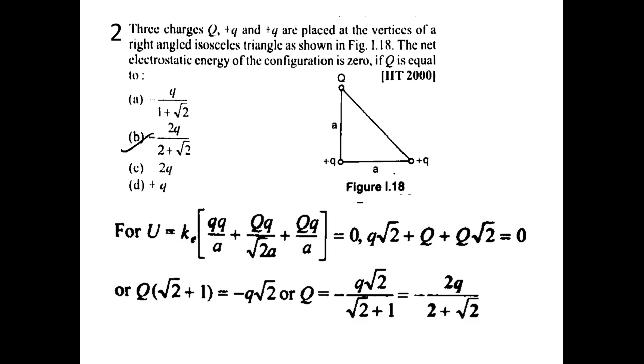So let us try to find the electrostatic energy of the configuration. Here the electrostatic energy of the configuration can be written as U equal to K times q into q divided by a plus q by root 2 a plus capital Q small q by a equal to 0 according to the given condition of the question. Now we solve it and find the value of capital Q as minus 2q by 2 plus root 2.